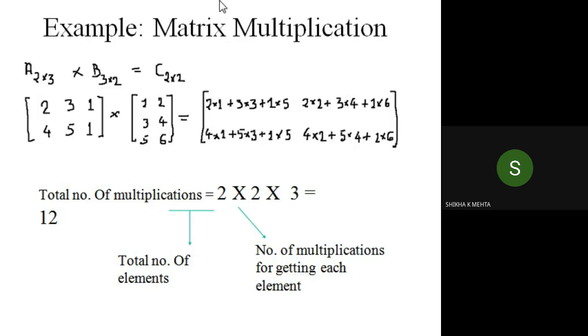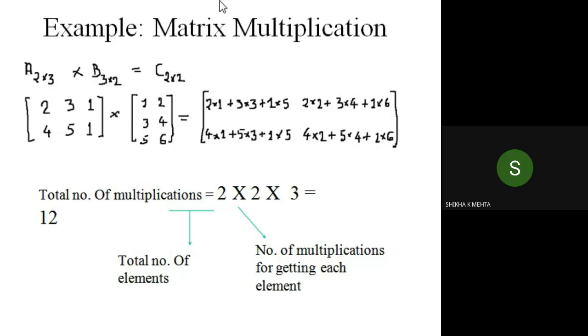From the dimensions, the first matrix has 3 columns and the second matrix has 3 rows. So this is common, and we are going to take just one of these. So we say 2 multiplied by 3 multiplied by 2, that gives us the total number of multiplications required for getting the solution for this particular matrix, C of 2 by 2. So the total number of multiplications required is 12.